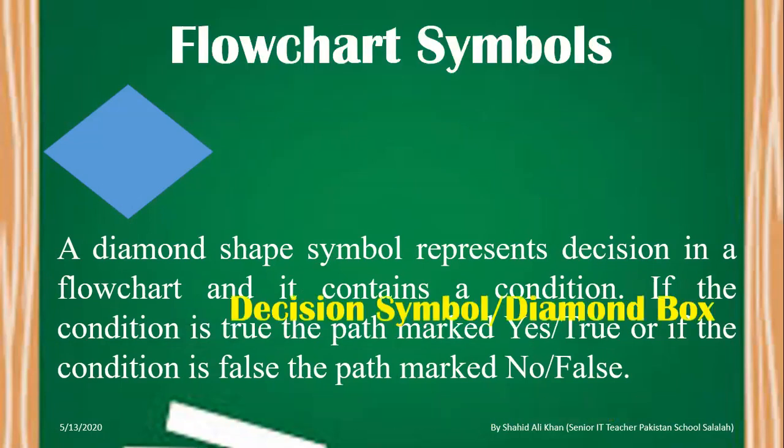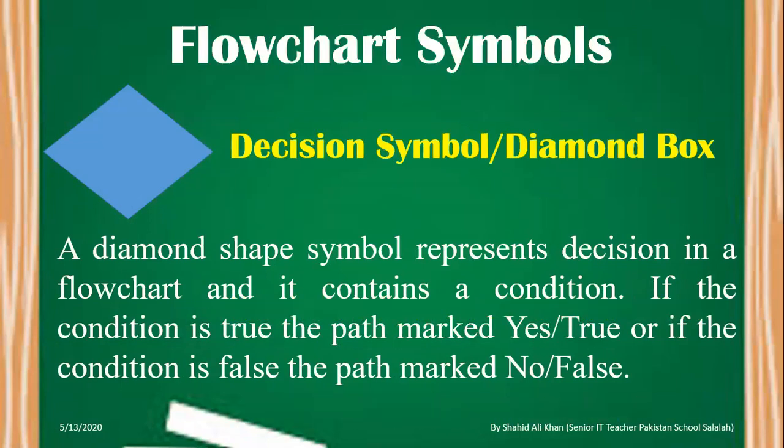So this is called the decision box or decision symbol, or another name is diamond box. So what purpose is the diamond box used for? It is a diamond shape, you can see. The diamond box is also used in flowcharts. For what purpose is it used? A diamond-shaped symbol represents a decision in a flowchart.